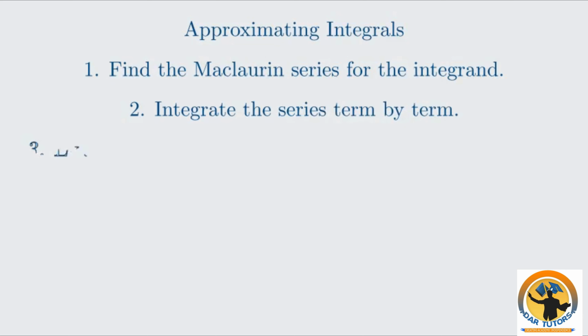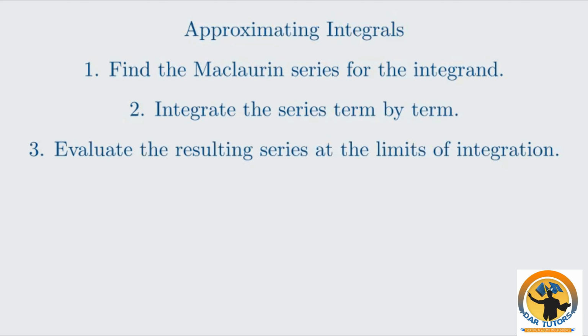Finally, let's look at how Maclaurin series can be used to approximate definite integrals, especially for functions that don't have a simple antiderivative. The process is to first find the Maclaurin series for the integrand, then integrate that series term by term, and finally evaluate the resulting series at the limits of integration. Let's estimate the integral from 0 to 1 of cos of x squared dx, correct to 4 decimal places.